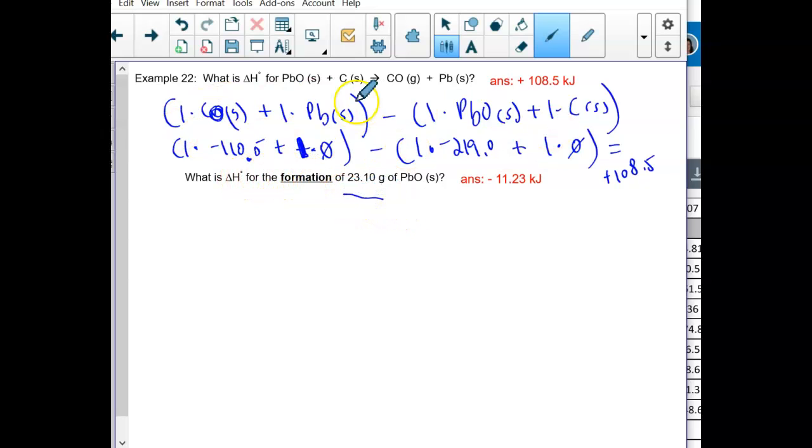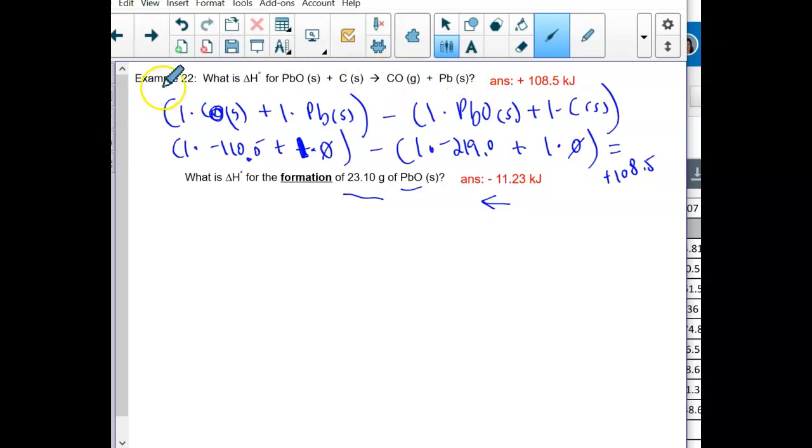Remember, this is when I get 1 mole of each of these, or however many moles I have here, right? Now it says formation, because you always have to think about, do I keep the sign the same, or do I change the sign and make it the opposite sign? If it's positive, do I keep it positive, or do I make it negative? Well, this says the formation of PbO. Does this reaction up here with delta H being positive, that we just calculated, show the formation of lead oxide? It does not, so I have to reverse the reaction.